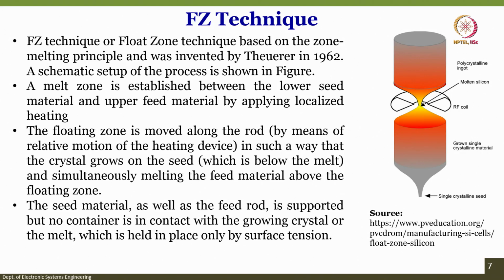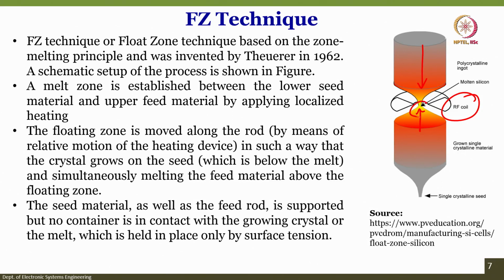Based on the zone melting principle that was invented by Theurer in 1962, the FZ technique works. In this technique, the melted zone is established between lower seed material and upper feed material. So, this is the feed material, this is the seed material, and a molten zone is created with RF heating. The RF coil is there, and the floating zone is slowly moved along the rod by means of relative motion of the heating device in such a way that the crystal grows on the seed. So, the seed is just below the melt.